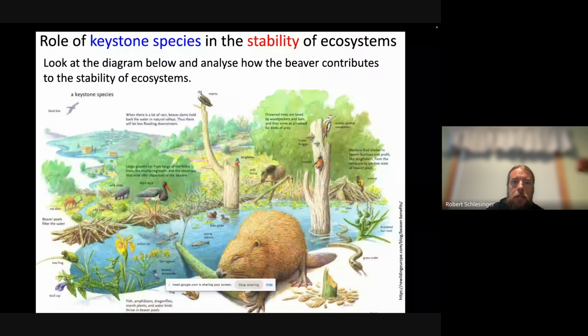And so here's a lovely little diagram of all the different organisms that are dependent upon our friend, the beaver. Even wild horses back there. It's kind of cool.